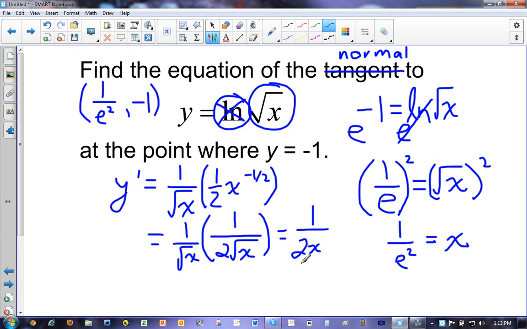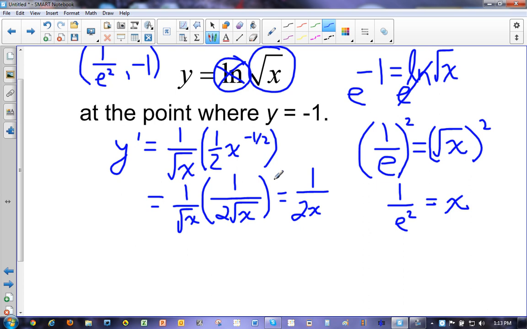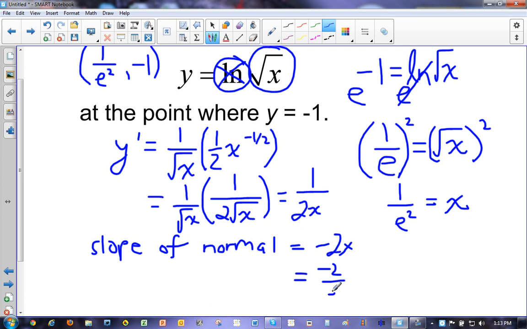All right? So that's, in general, what the slope of the tangent line will be, which means that the slope of the normal line will be the negative reciprocal of that, which will be negative 2x over 1. So in my case, if I'm looking at the point 1 over e squared, comma negative 1, the slope of the normal at that point is going to be negative 2 over e squared.